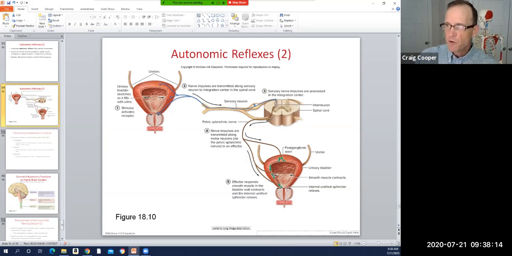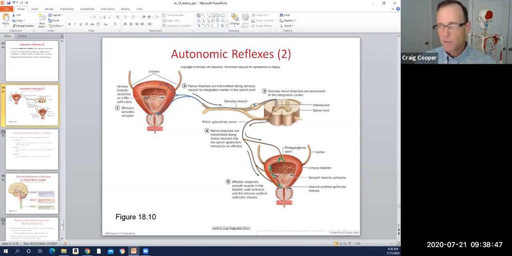It'll connect with an interneuron in that spinal cord, and then it will send out a motor axon that's going to cause two different effects. The smooth muscle of the bladder itself is going to start to contract. So the bladder is going to go from being a bigger size to a smaller size. And so whatever fluid is in there all of a sudden is under more pressure, because we've gone from a big space to a small space, but the amount of liquid inside there is still the same. So that's going to increase that pressure.